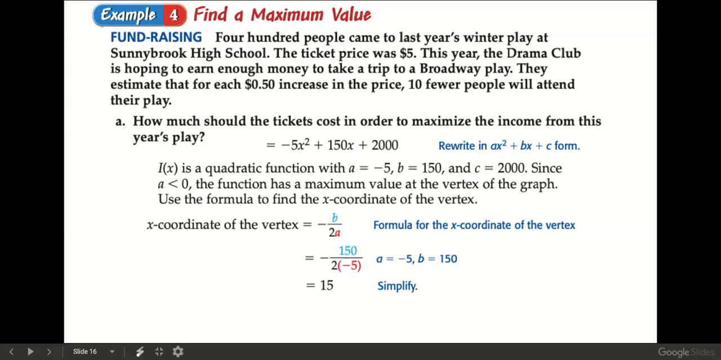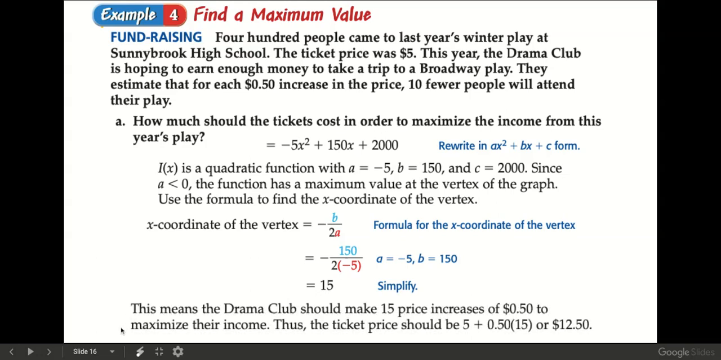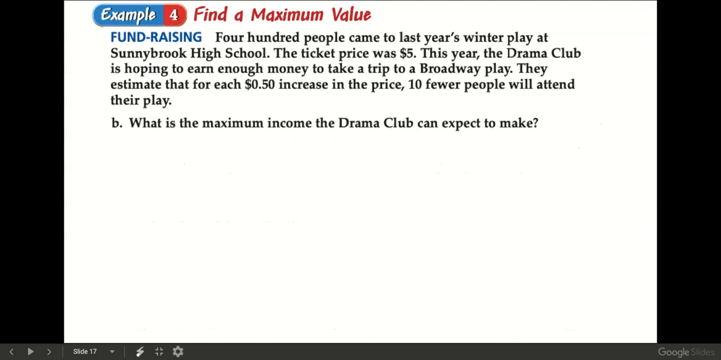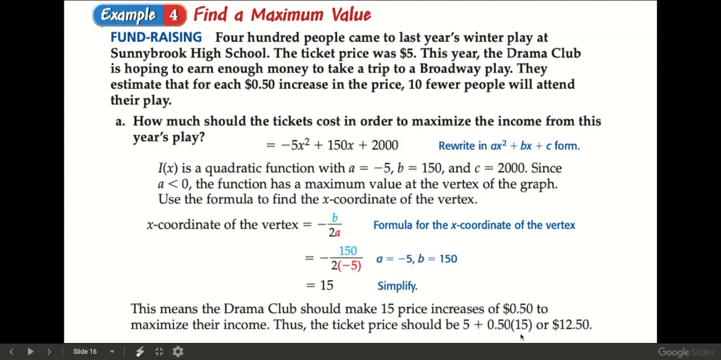So it's going to have 15 50-cent increases. In order to maximize my profit, that's what I need to do. So I'm going to put my 15 into my x value, right? First, we can figure out how much the price of the ticket is going to be. So we put 15 in for x, right? 15 50-cent increases plus the $5 from last year's play tells us that the price per ticket is going to have to be $12.50.